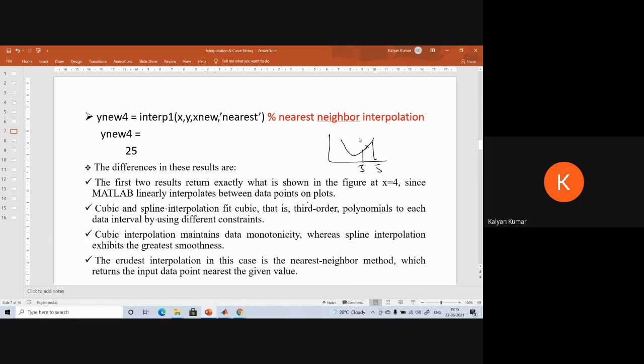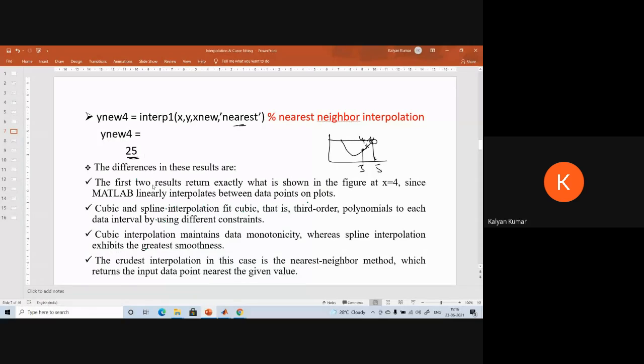So we are computing at x equal to 4. For x equal to 4, 3 and 5 are the boundary points. Among these two, the nearest point is going to be computed in ascending order. So it's going to take 5 as the nearest point. Corresponding to x equal to 5, y equal to 25. So the nearest interpolation will give the output as 25. Okay. So this is the difference between the four types of interpolation.